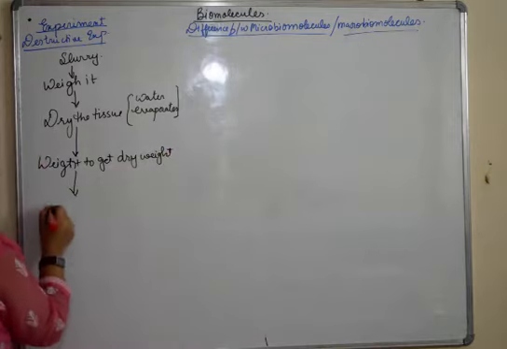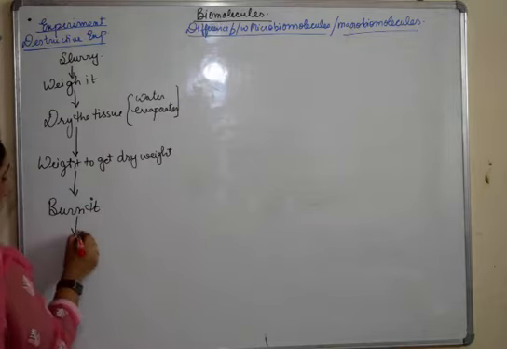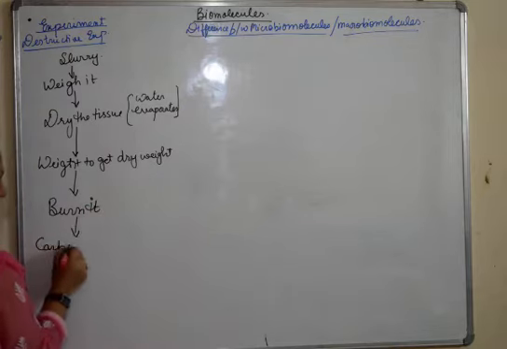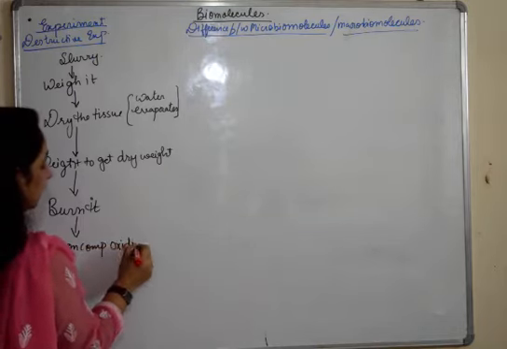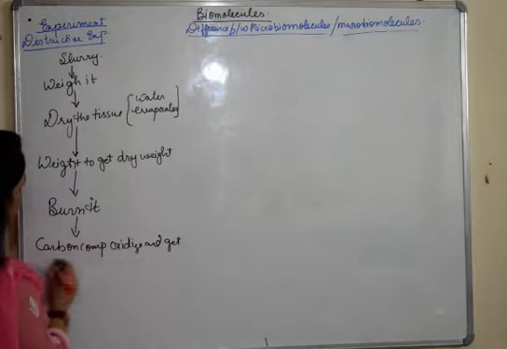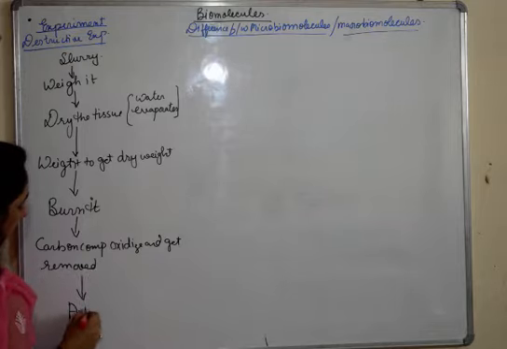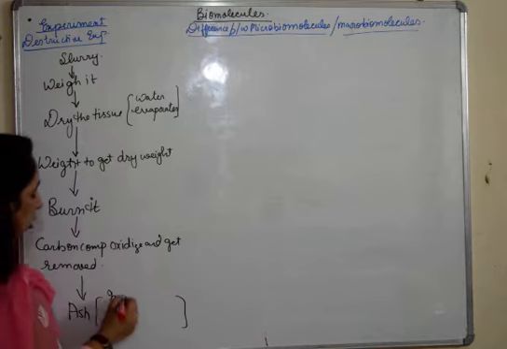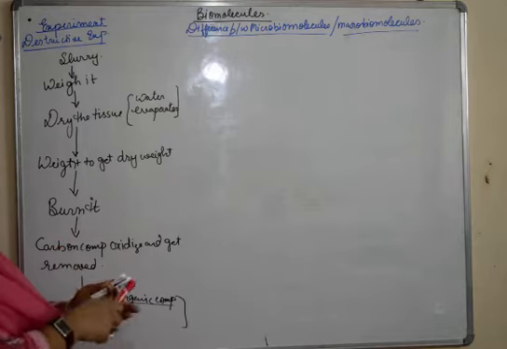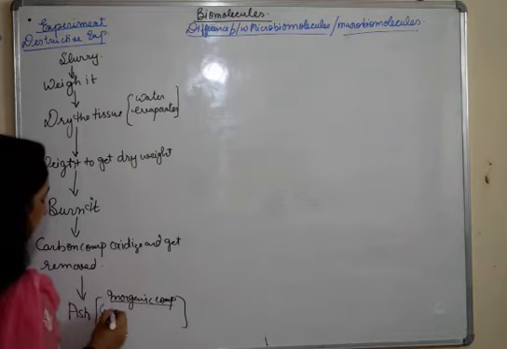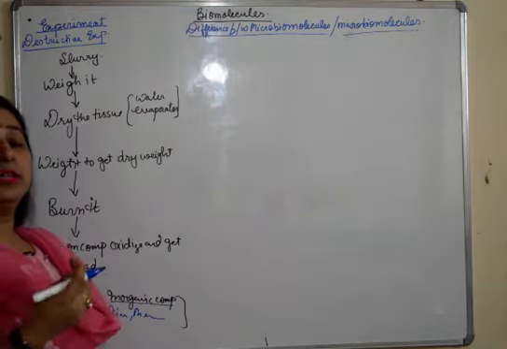Fine. And then you will burn it. Now when you burn it, what happens? The carbon compounds oxidize and are removed, and we are left with ash, and this ash has the inorganic compounds in it. And if I say inorganic compounds, I'm talking about calcium, magnesium, and so on and so forth. So this is the way in which we get inorganic compounds.